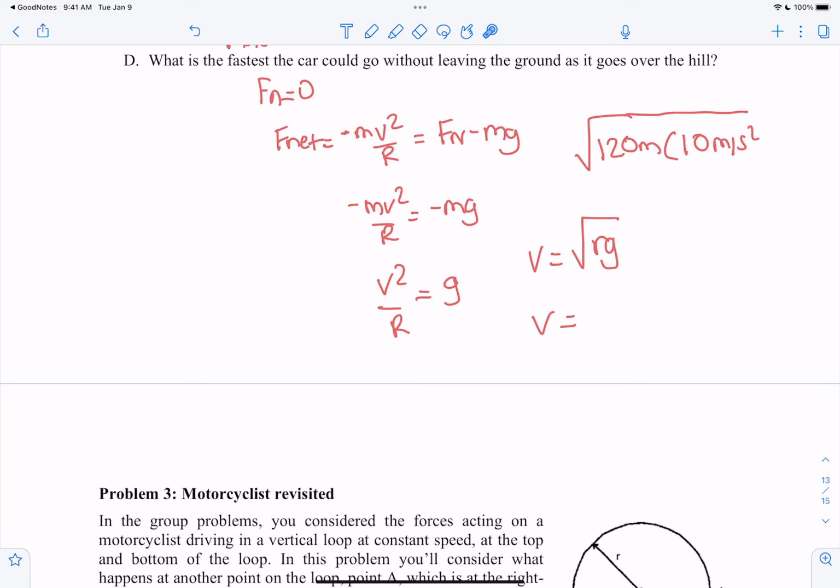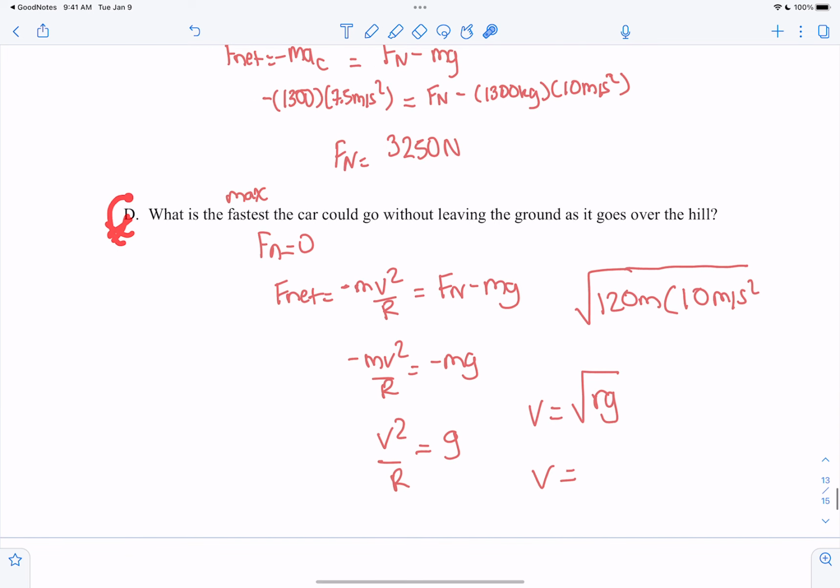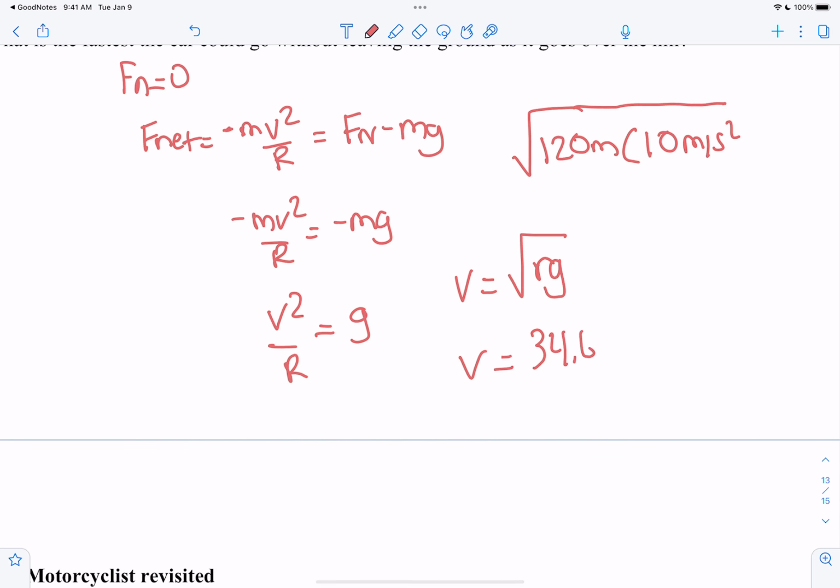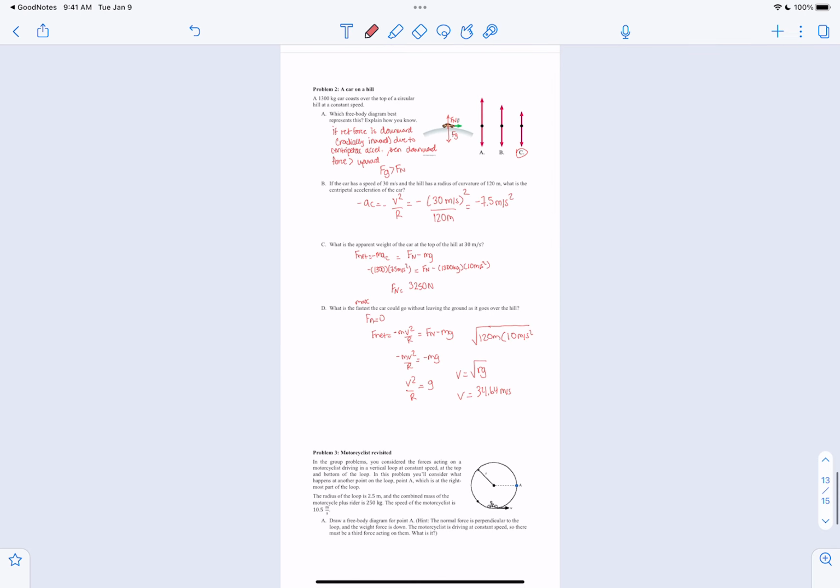Mm-hmm. Yeah, you'll get this specific form very, very frequently on your quiz and homework and exam and stuff like that. But this is a really, really important situation that you have to watch out for. You have to really be able to solve these types of problems where they're asking you how fast or how slow the car would go and still keep in contact with the hill or whatever, or the track. So I'd really know how to solve these types of problems here. But for V, you should get around 34.64 meters per second, I believe. Sound good for problem 2 there?